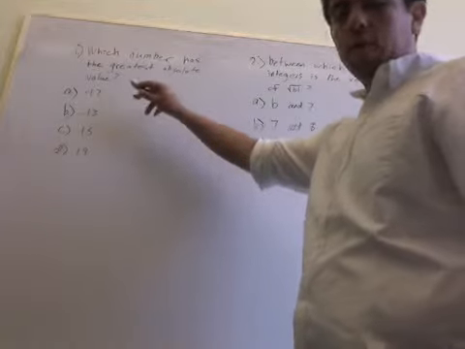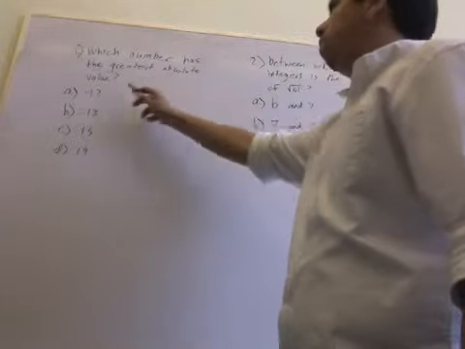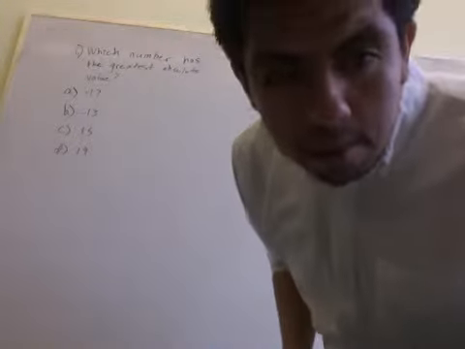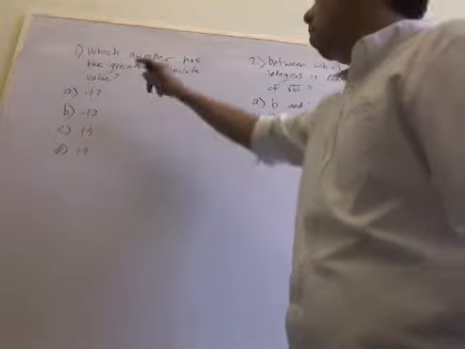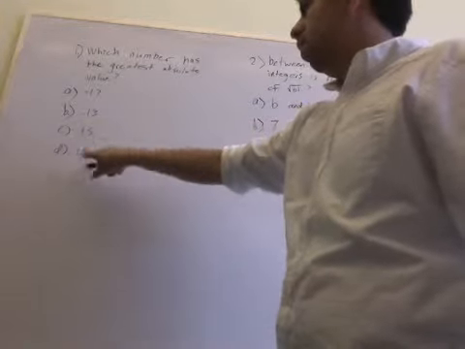Okay, this question says, which number has the greatest absolute value? Now, maybe you can't read that, but the options are negative 17, negative 13, 15, and 19.